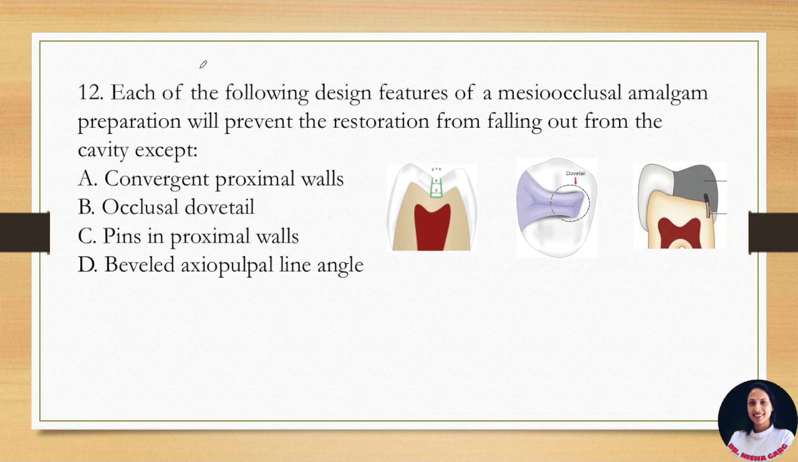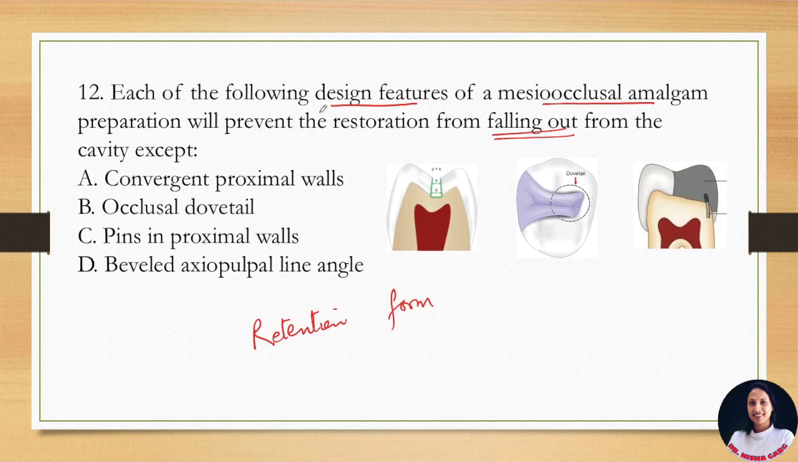Each of the following design features of a mesio-occlusal amalgam preparation will prevent the restoration from falling out from the cavity except: convergent proximal walls, occlusal dovetail, pins in the proximal walls, beveled axiopulpal line angle. See, if we look at the question carefully, we need the design features of a class 2 amalgam preparation which will prevent the restoration from falling out from the cavity. That means we need the retention form of the cavity for amalgam restoration.